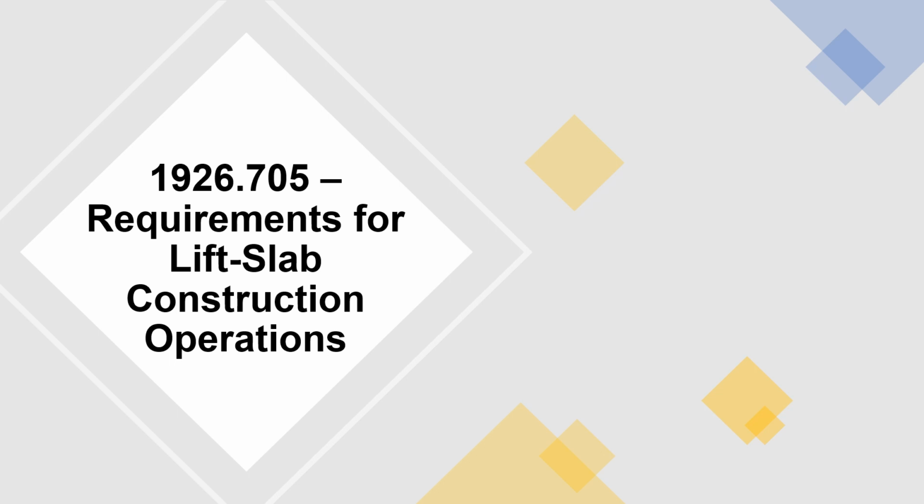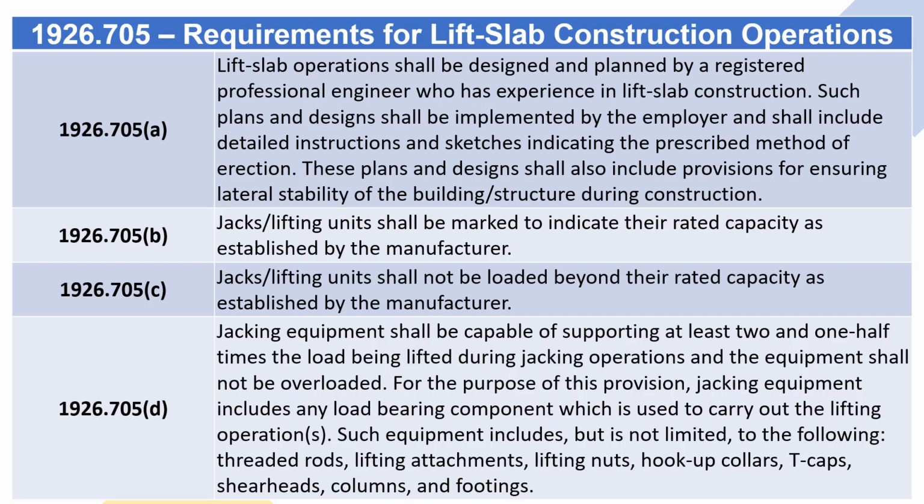1926.705, Requirements for lift slab construction operations. 1926.705(a): Lift slab operations shall be designed and planned by a registered professional engineer who has experience in lift slab construction. Such plans and designs shall be implemented by the employer and shall include detailed instructions and sketches indicating the prescribed method of erection. These plans and designs shall also include provisions for ensuring lateral stability of the building/structure during construction.